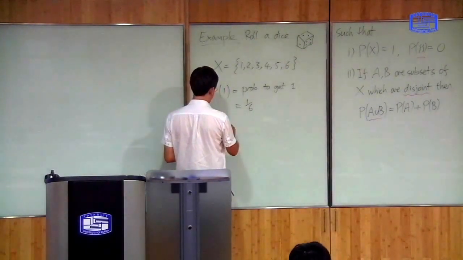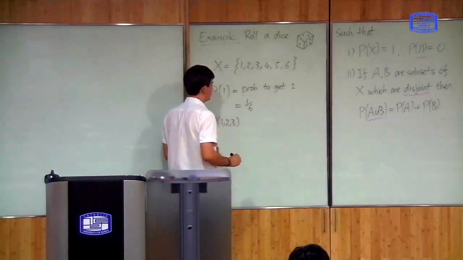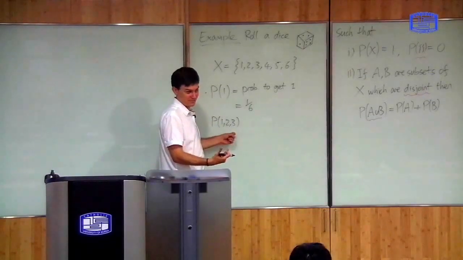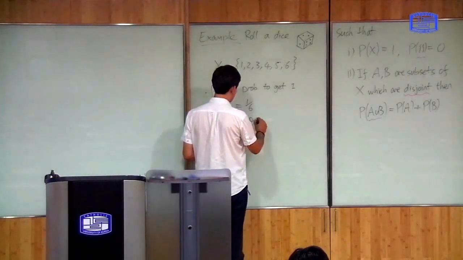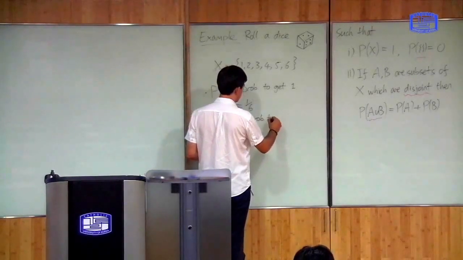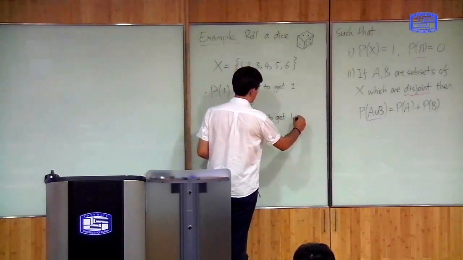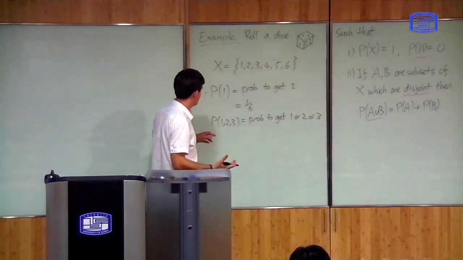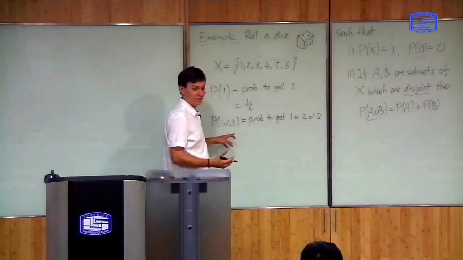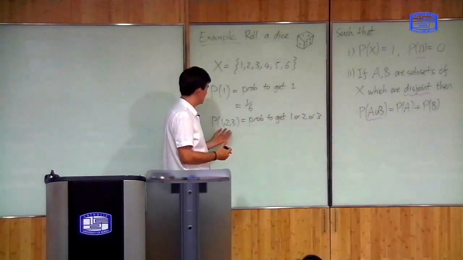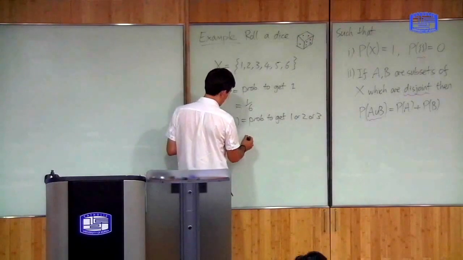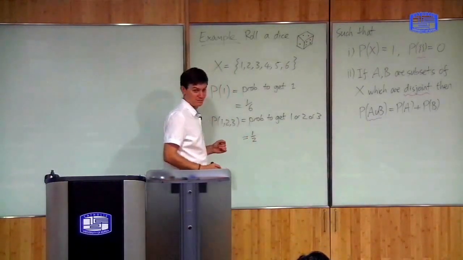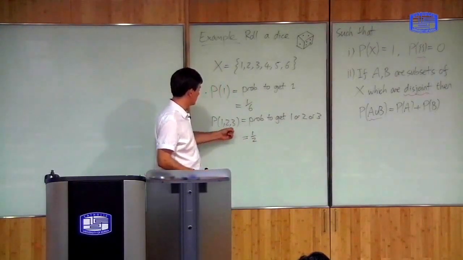So you can put other things, for example, P of {1, 2, 3}. This is the probability that I get 1 or 2 or 3. So I roll the dice. What's the probability I either get 1 or 2 or 3? Well, there are 6 possibilities, and this includes 3 of them, and they're all equally likely. So this is 3 over 6, which is a half. So the probability that you will get either 1 or 2 or 3 is a half.